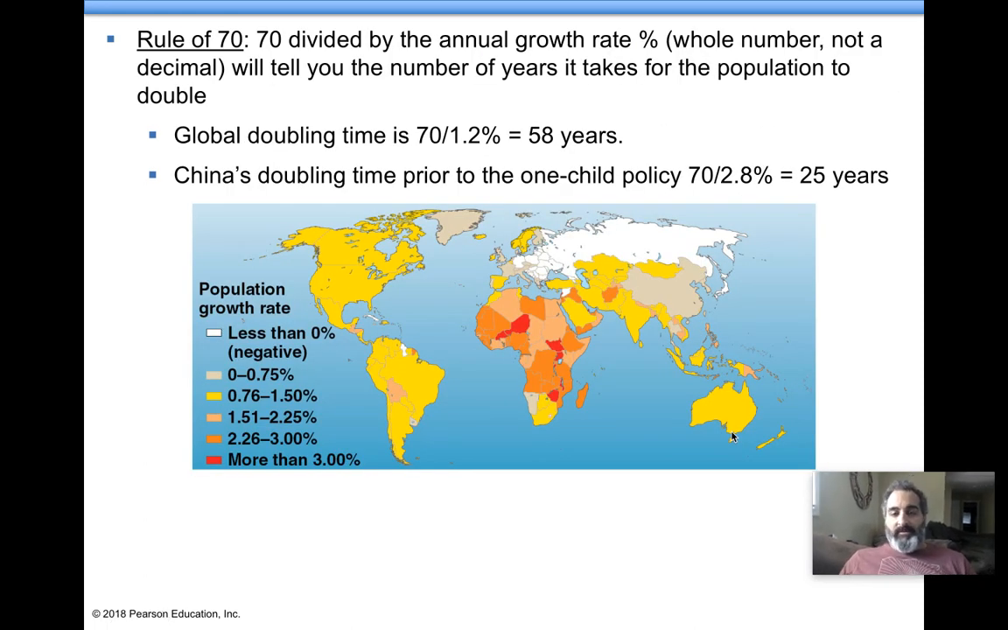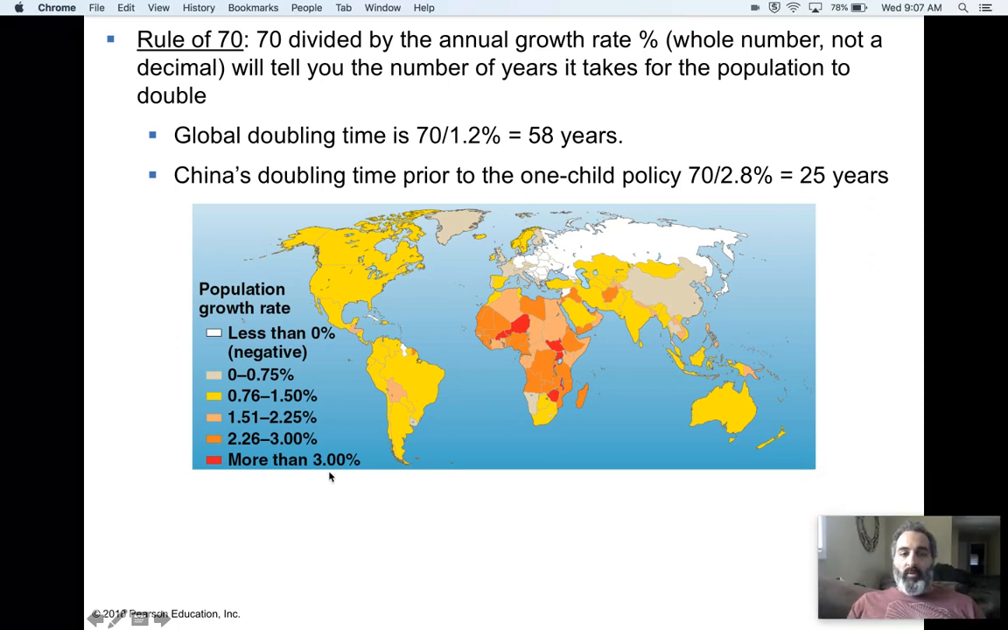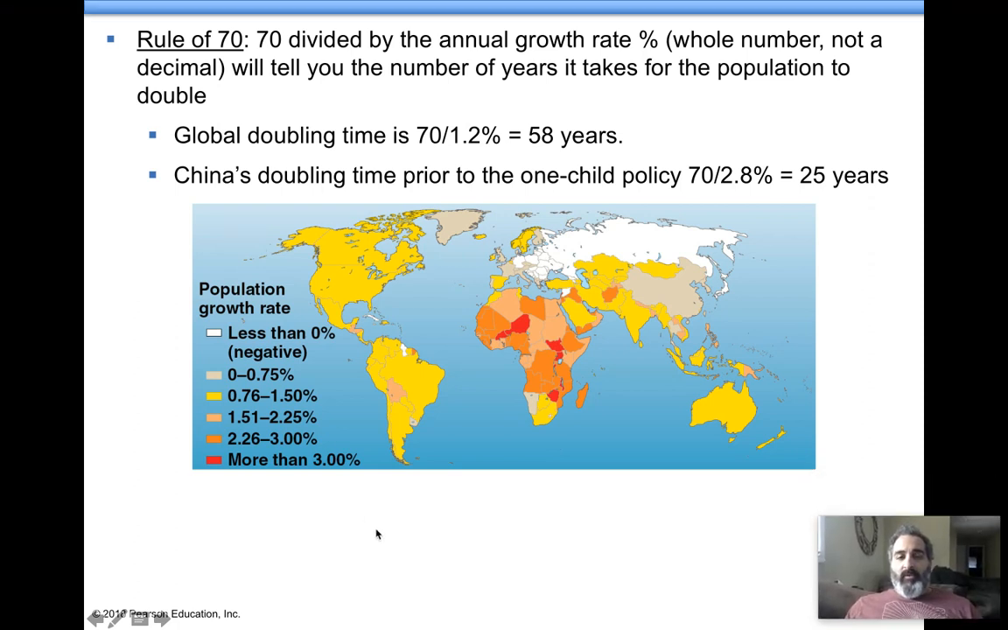Rule of 70. Now, here's some math we're going to have in this class. We're going to have a little bit of math. I'm going to show you how to work out these problems in a second. Rule of 70 is an interesting rule. Maybe you've heard of it.